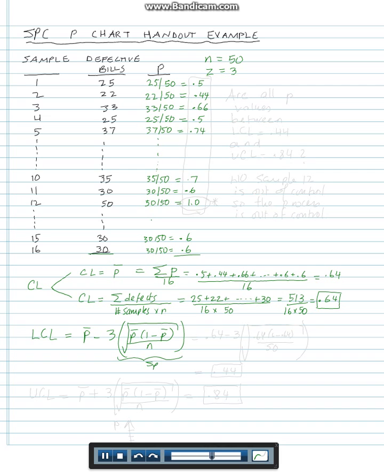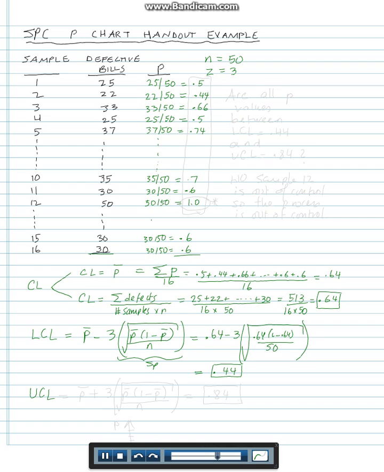So we can calculate that by saying P average is 0.64 minus 3, and then under the square root calculate 0.64 times 1 minus 0.64, all of it divided by 50. So you would do 1 minus 0.64, multiply it by 0.64, divide it by 50, then take the square root of the whole thing. Multiply it by 3, put it in memory, and then subtract that total from 0.64. If you do that, you should get 0.44. So that's the LCL. Again, if the LCL is negative, you make it equal to 0.